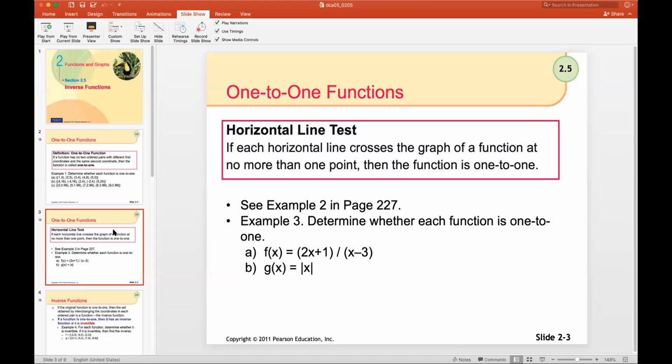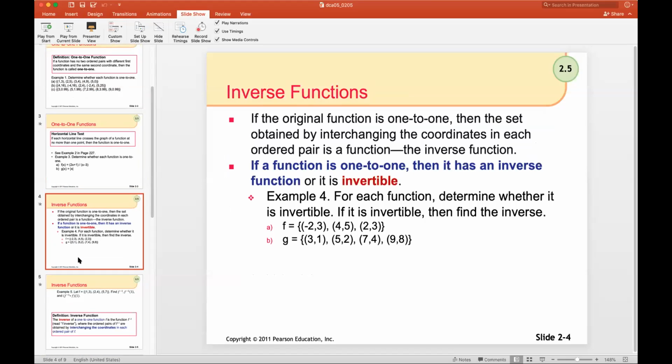Next one, inverse function. Now we see the definition of an inverse function. If the original function is one-to-one, then the set obtained by interchanging the coordinates in each ordered pair is a function, called the inverse function. So if a function is one-to-one, then it has an inverse function, or is invertible. Keep in mind, the terminology invertible means the function is one-to-one, so that the function has an inverse function.